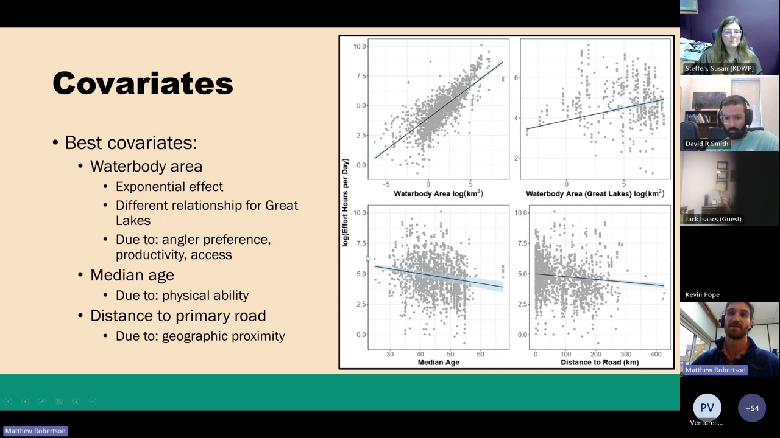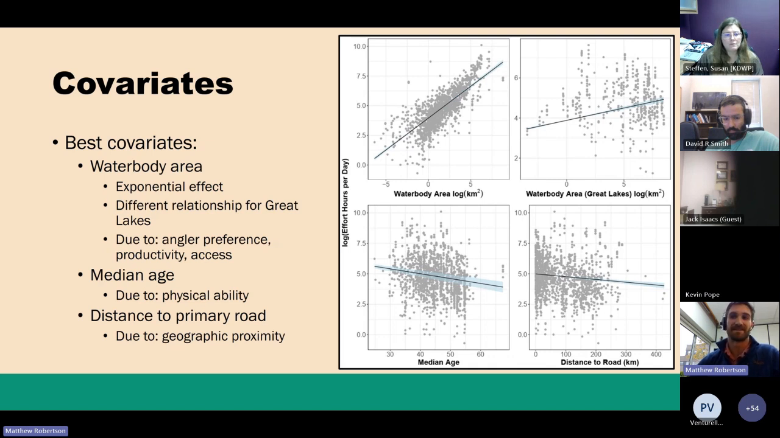In addition to this relationship between effort hours per day and water body area, we also estimated a significant effect of median age within a county, where we actually saw a negative relationship between median age of families within a county and the amount of effort they would spend in these recreational fisheries. This result is a little bit harder to interpret. People have found different effects depending on the particular fishery that they're examining.